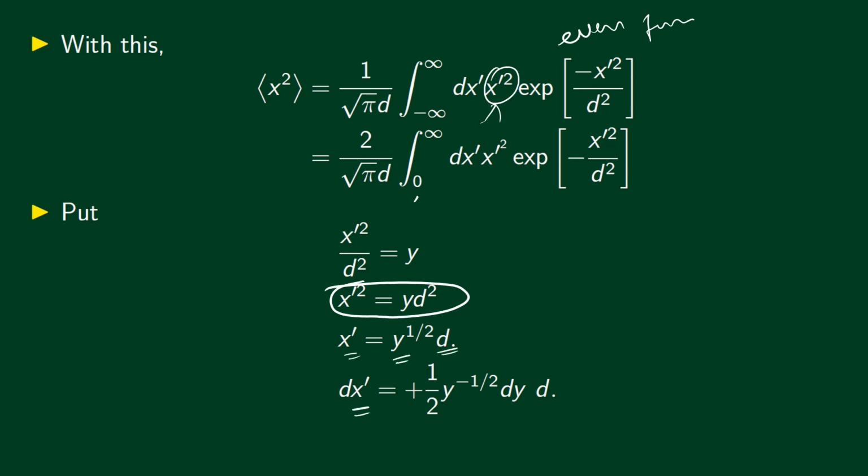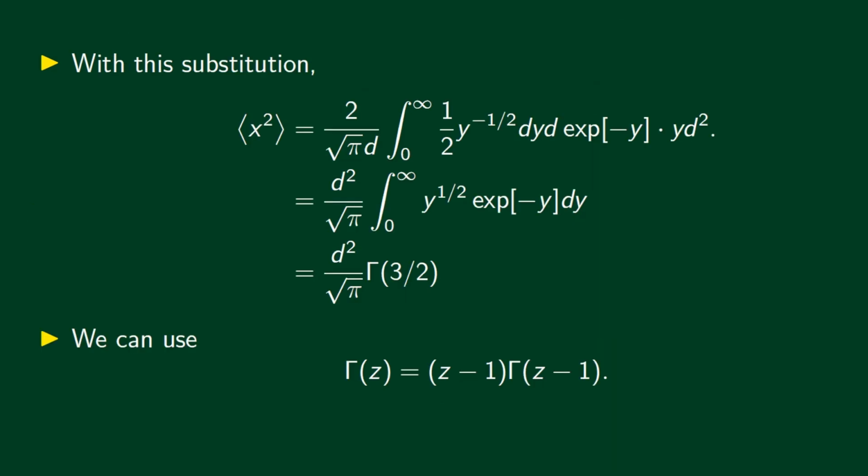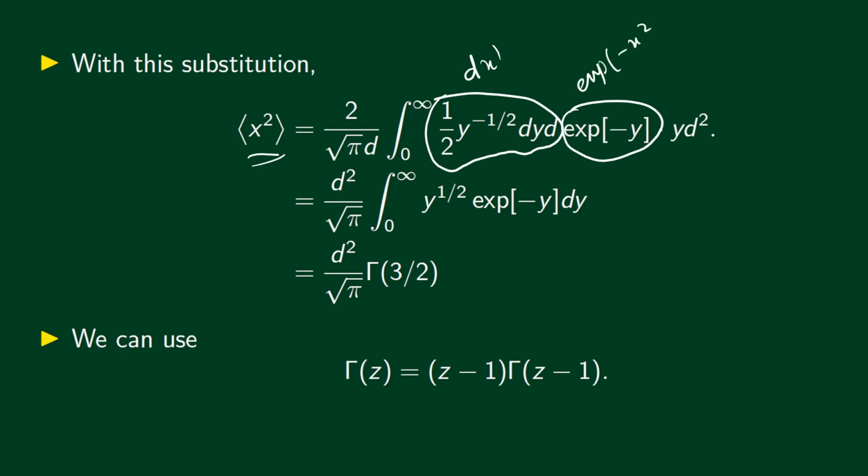Then dx prime becomes half y raised to minus half dy multiplied by d. Let's now substitute all this back into this integral. With these substitutions, the expectation value for x squared can be written as 2 divided by square root of pi multiplied by d, integral 0 to infinity. The term here, half y raised to minus half dy multiplied by d, was dx prime, and exponential minus y was exponential minus x prime squared divided by d squared. Okay, and the y d squared here is just the x prime squared in the previous integral.